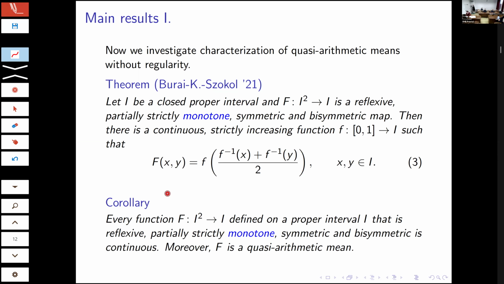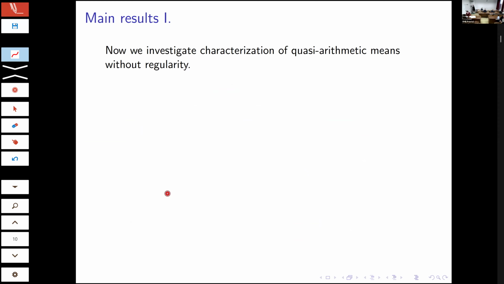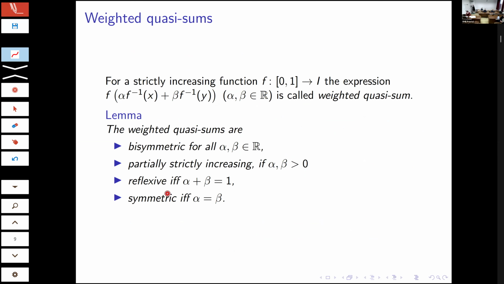And as a conclusion, we get that every function on any proper interval, which is reflexive, partially strictly monotone, symmetric, and bisymmetric, is continuous. Moreover, it is a quasi-arithmetic mean. Okay, I go back to the previous one because it might be interesting later on. So we can also take some two constants here.